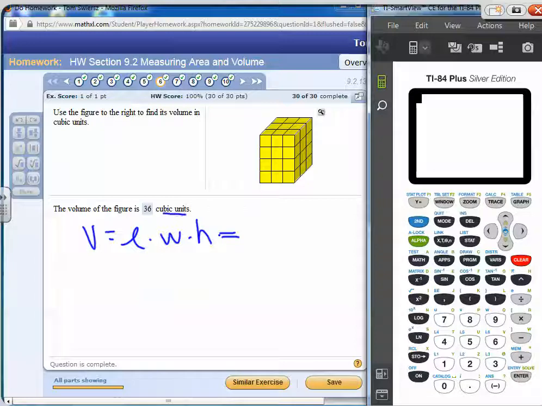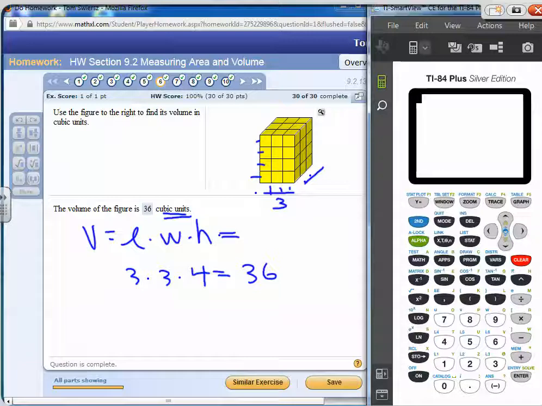So yeah, cubic units. So here we have 1, 2, 3 is the width, or the length across. 1, 2, 3 is the depth. So again, the length is 3, the width is 3, the height is 1, 2, 3, 4 tall, right? So you can see if you multiply 3 times 3 is 9 times 4 is 36. You're going to get 36 cubic units.